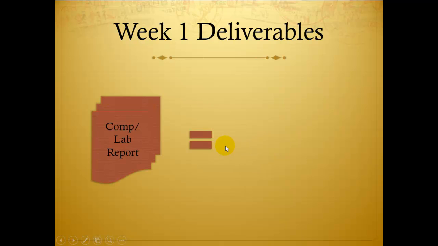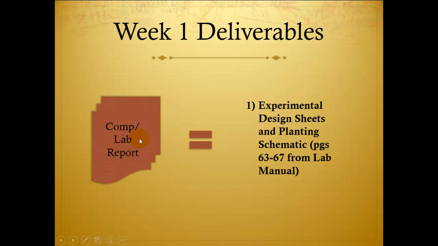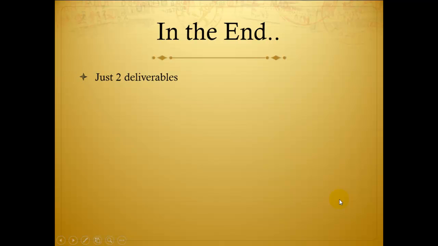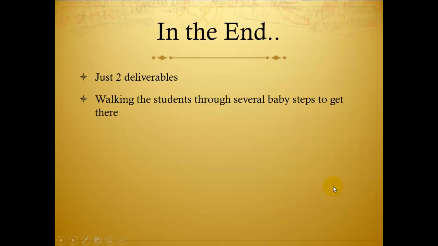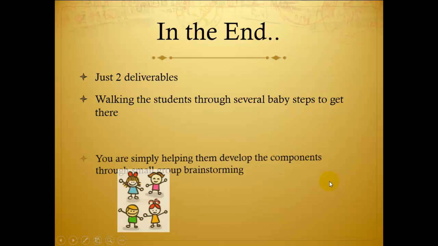All of that then means they're not turning in that lab report at the end of week 1, right? All they're going to do is turn in the design sheets for their experiment and their planting schematics. Those are both in the lab manual. And then Jean and I need a list of materials so that we can have everything ready for the students to plant when they come back the second week of this lab. So in the end, right, all the steps, there's just 2 deliverables, and we're walking the students through several baby steps to get them there.